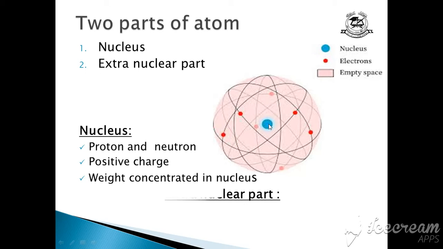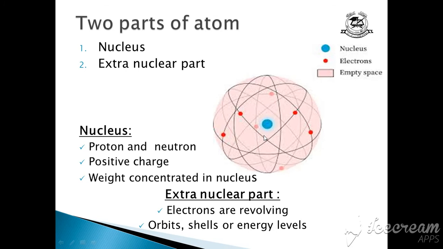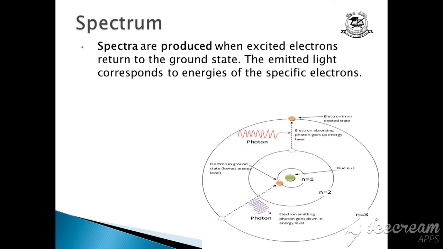Second part, the extranuclear part. You can see this pink one. Here electrons are revolving in orbits, shells or energy levels. These are called orbits, shells or energy levels because they have different energies. So here we completed the Rutherford atomic model.